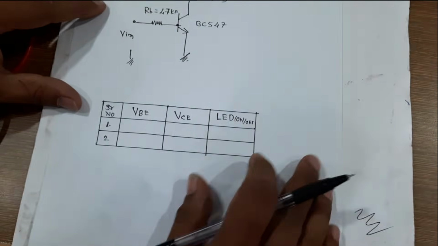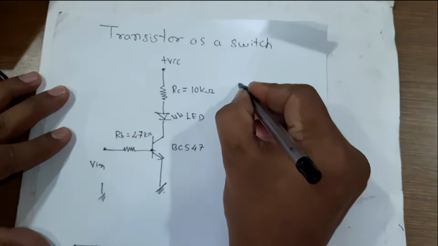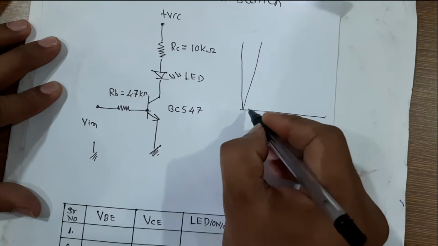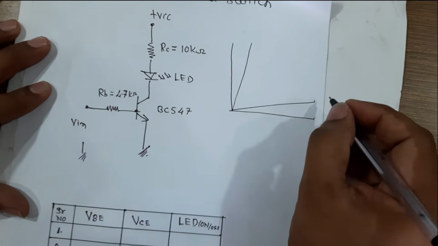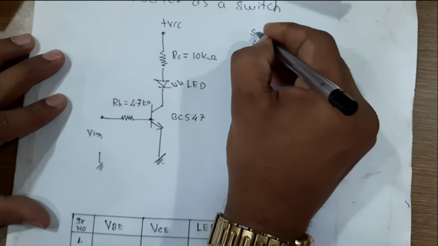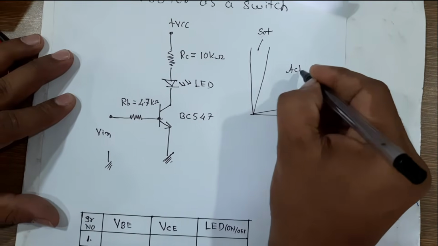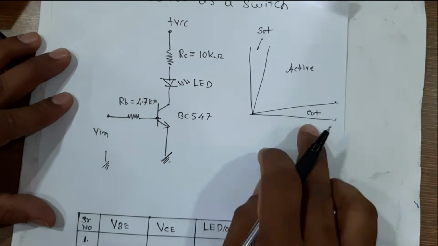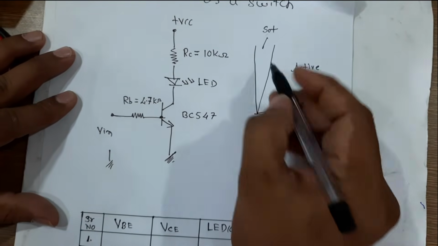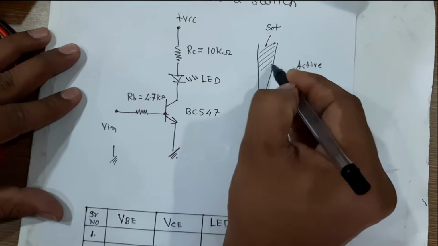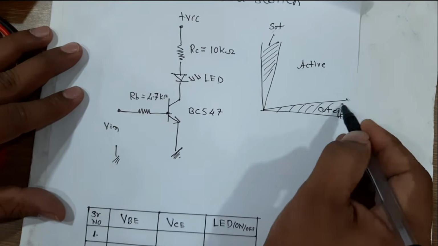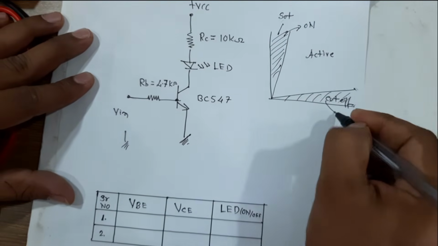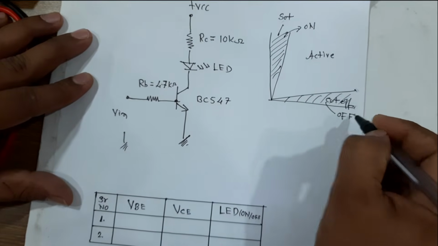Now, when the transistor is working as a switch, we know the output characteristics of the common emitter transistor. The transistor works in three regions: one is saturation, another is active, and the third is cutoff. When the transistor is working as a switch, it works in the saturation region and in the cutoff region. Saturation indicates on and cutoff indicates off.